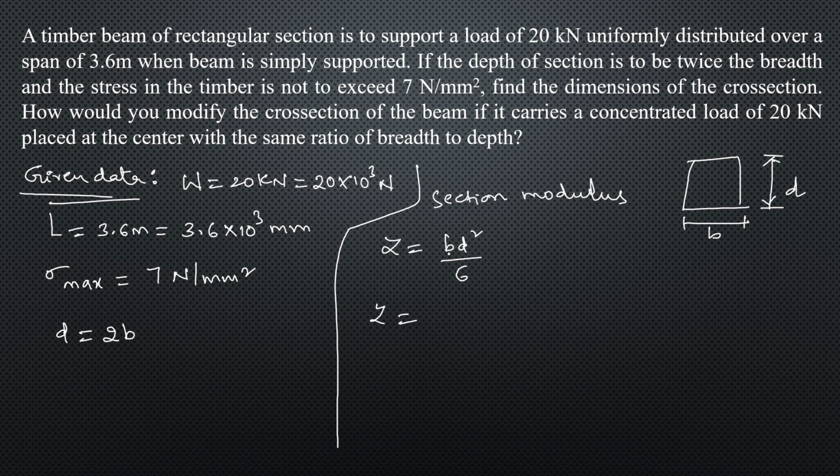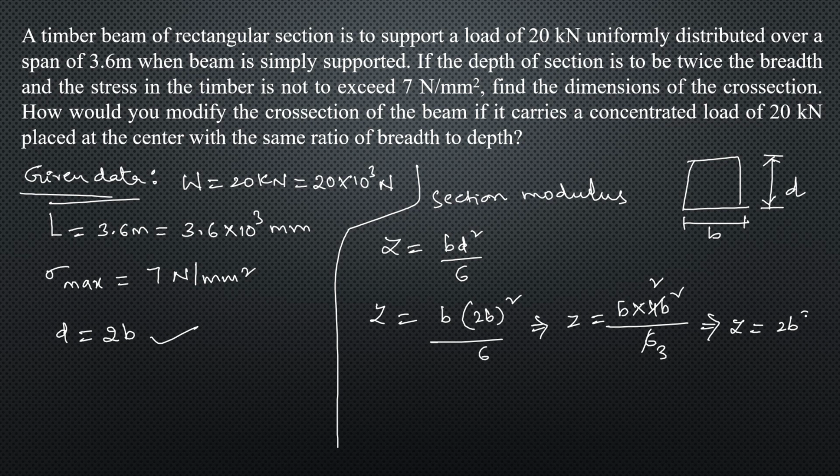So Z is equal to b into, what is the value of d? 2 times b. So 2b whole square by 6. So from here what will Z be equal to? b into 4b square by 6. So I can cancel: 2 2s are 2, 3 3s are. So finally I will end up with Z is equal to 2b cube by 3. So we will keep this value aside.